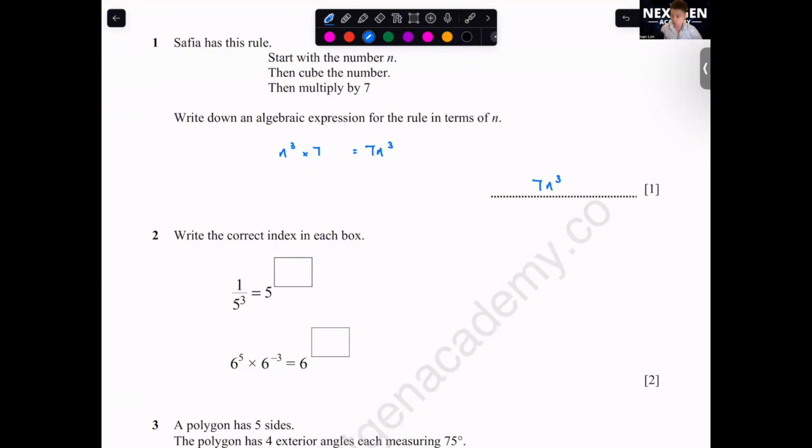Question 2, write the correct index in each of the boxes. So we need to know all our laws of indices. 1/5 cubed can be written as 5 to the power of, very good, Asha, -3. 6 to the power of 5 times 6 to the power of -3. When we have the same base, what is the rule over here? A to the power of m times a to the power of n equals a to the power of m plus n. So we can do 6 power 5 times 6 power -3, 5 plus -3, which is 6 squared, power 2.